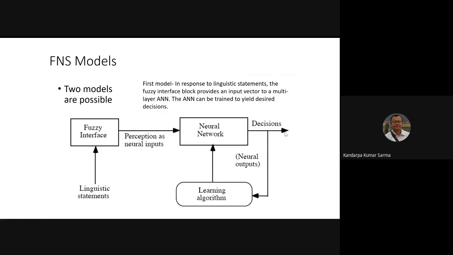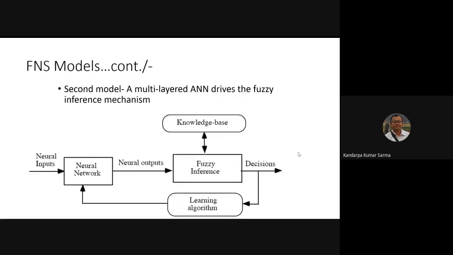And in the second form, we will have a multi-layered ANN that drives the fuzzy decision-making mechanism. So here we will have a neural network. It will be generating a response. There will be the fuzzy decision-making block. A knowledge base shall be there, and here the decision shall be there. That particular decision will drive the learning mechanism, and this will finally help the neural network to learn, and then we develop the fuzzy neural representation capability.